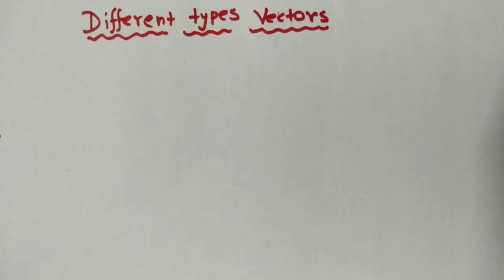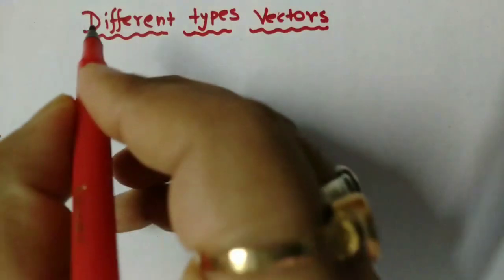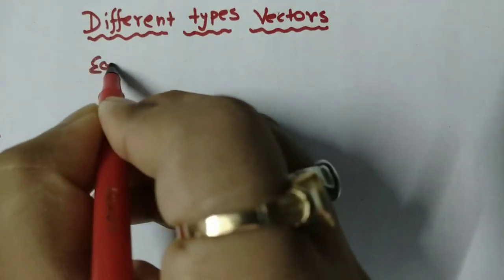Hello students, today we are going to discuss the concept of different types of vectors. Okay, so first of all we have equal vector.